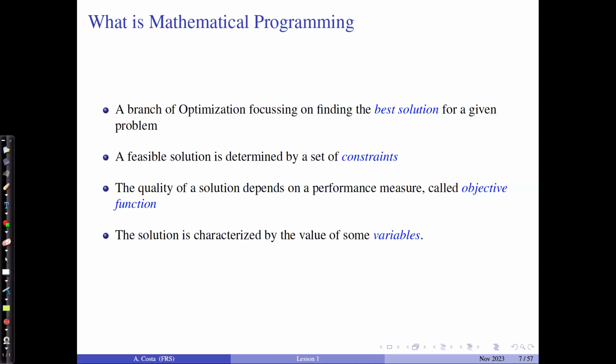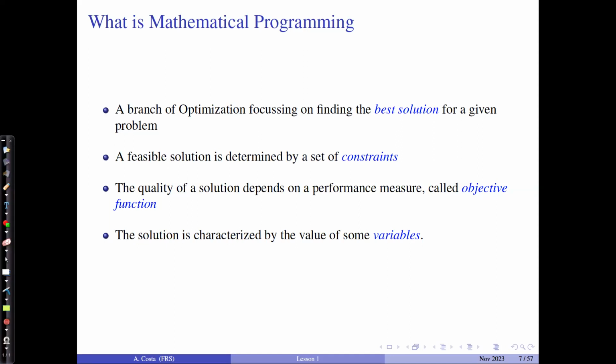So you can imagine there are constraints telling you what you can or cannot do, in a way. And out of all the possible choices that respect these constraints, we want to find the best one according to a performance measure that we call the objective function. To characterize every solution, we use variables. So these are the main ingredients of a mathematical programming problem: the constraints, the variables, and the objective function.